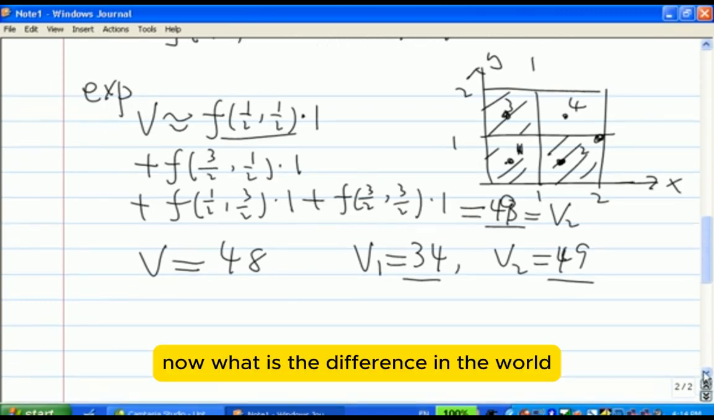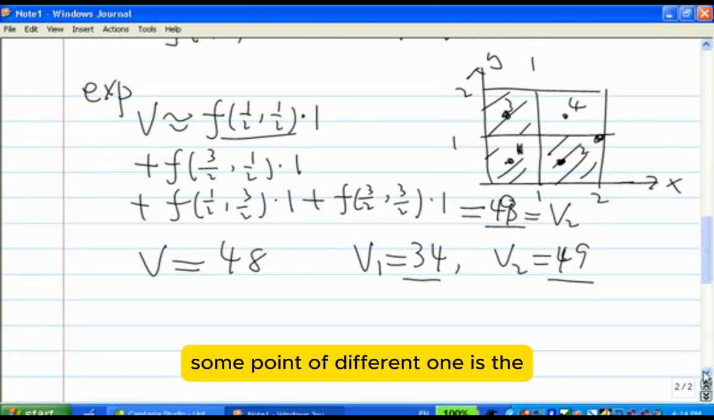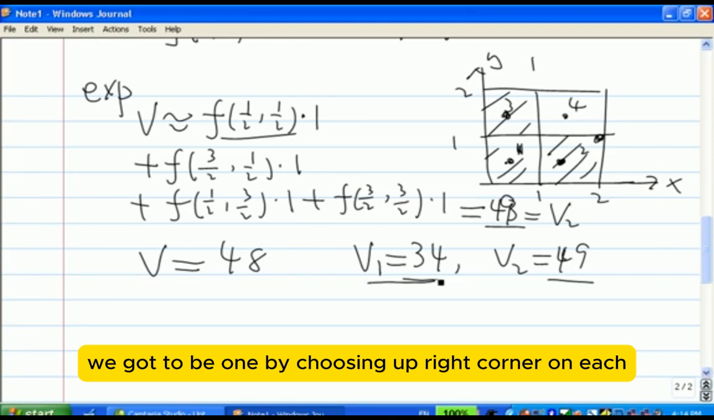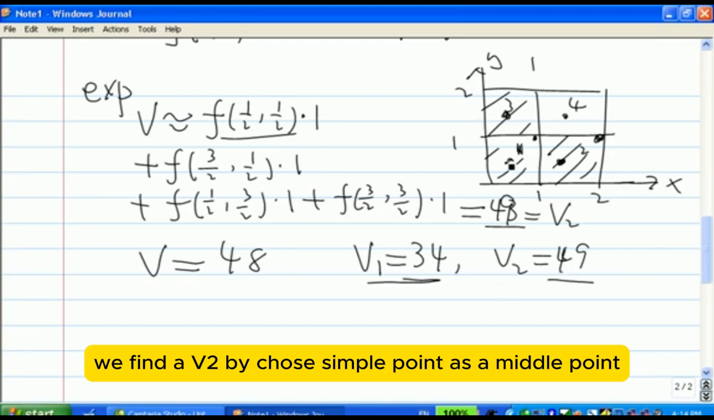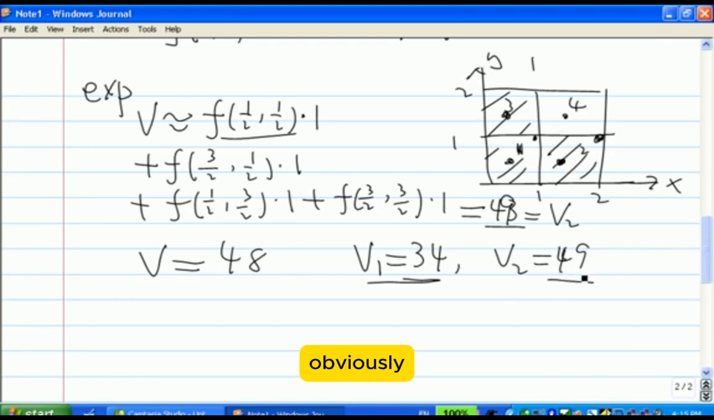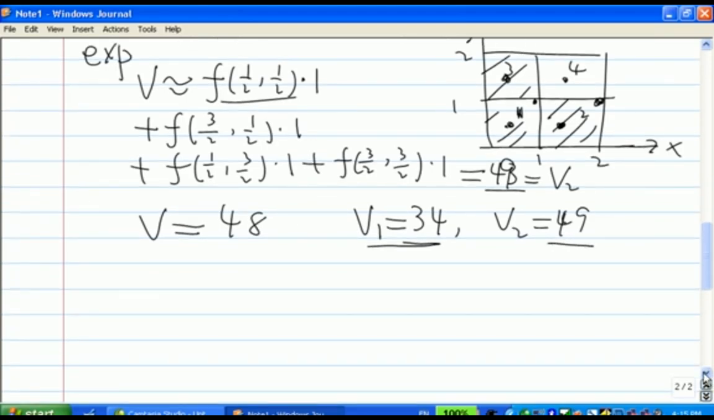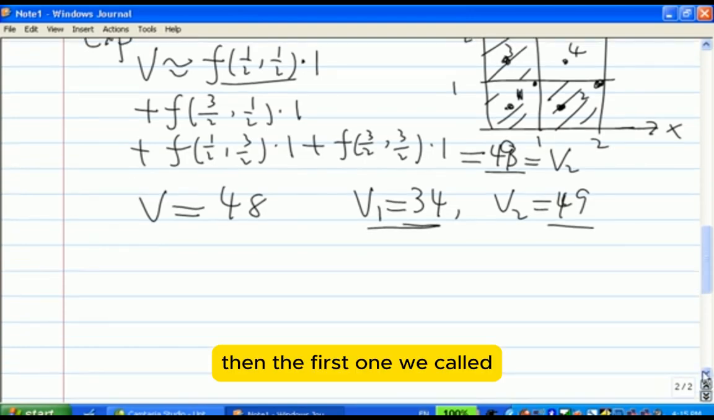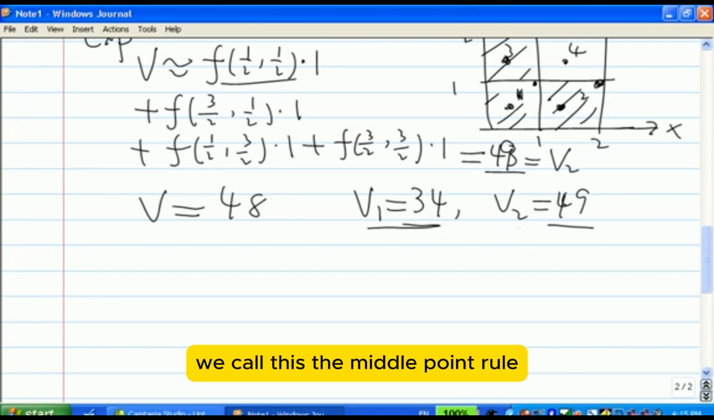Now, what is the difference? We chose a different sample point. One is we got V1 by choosing the upper right corner on each square, evaluating F at that point. We find V2 by choosing the sample point as the middle point. Obviously, V2 is giving you a much better approximation than the first one. We use the middle point as sample point. We call this the middle point rule.